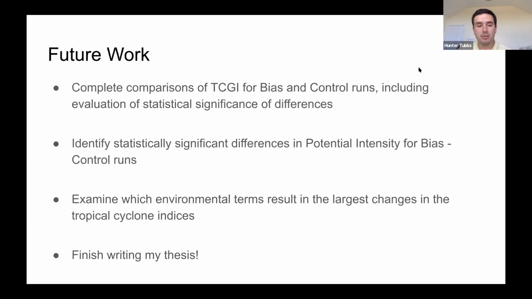So future work. I'm going to complete comparisons of TCGI and PI, potential intensity, for bias and control runs, including an evaluation of statistical significance. Those were statistically significant differences, but we will be looking more closely at which environmental terms, out of those terms that went into the equation, are contributing most to those overall changes. We're also going to identify statistically significant differences in potential intensity between the bias and control runs, and again compare that to NCEP reanalysis. I'm also going to finish writing my thesis and continue to get as far along as possible. That's all I have, so I'll take any questions that people may have.